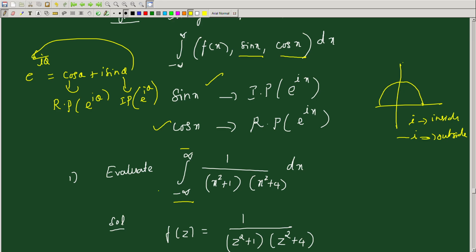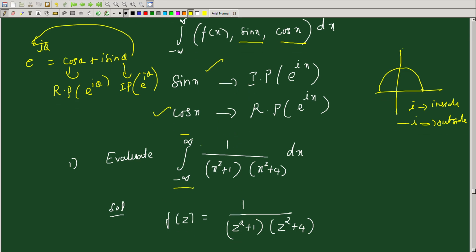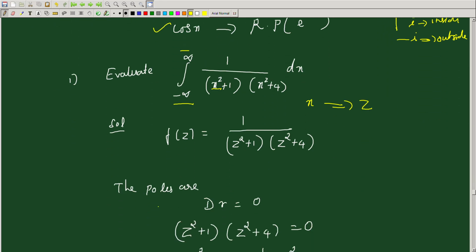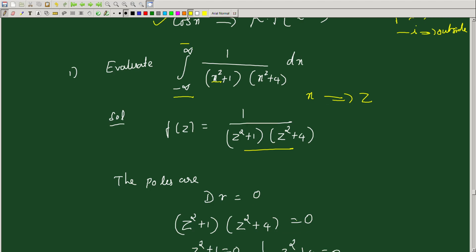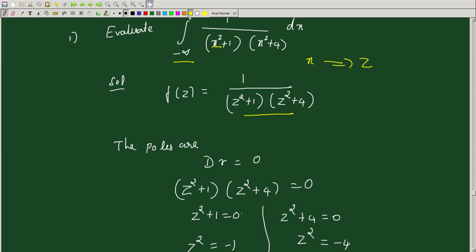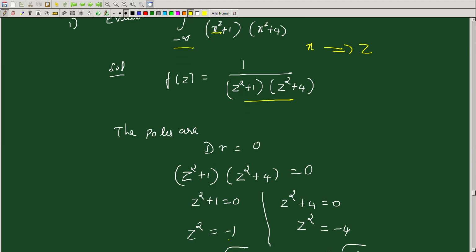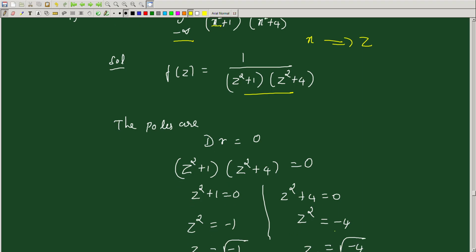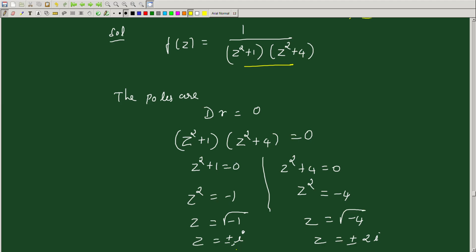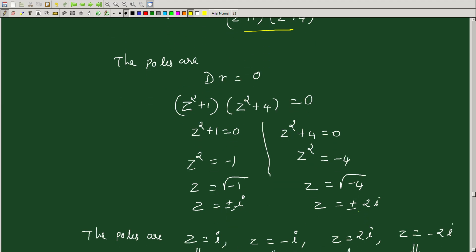The very first step is to write f of z. The inner function is f of z: you have to replace x by z. So f of z is 1 by (z square plus 1)(z square plus 4). The next step is to find the poles. To find the poles, always put the denominator equal to 0. Factorizing, z square equal to minus 1 and z square equal to minus 4. Taking the square root, z equals plus or minus i, and z equals plus or minus 2i.